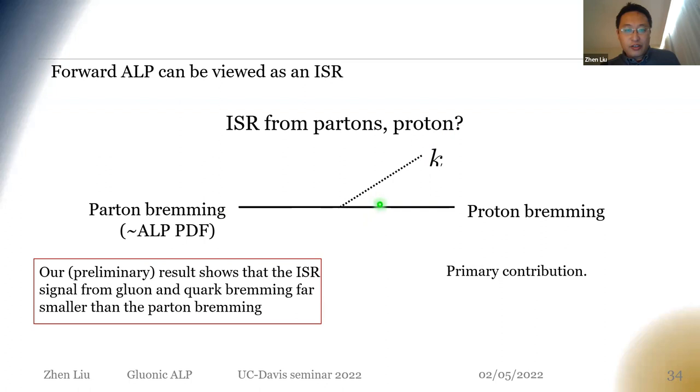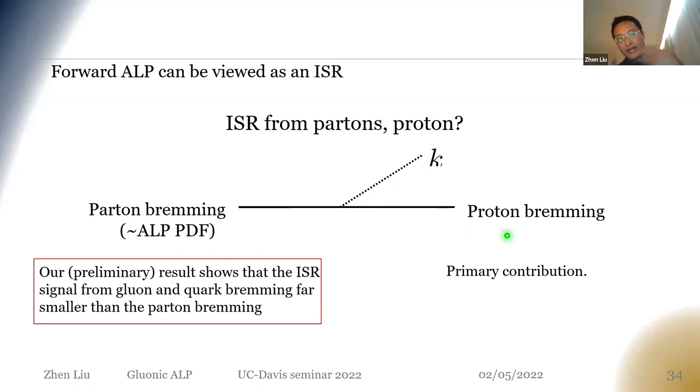This is the so-called Bremsstrahlung process, an initial state radiation, okay? Our preliminary result shows the parton Bremsstrahlung is very small in the forward direction, so we focus on the proton Bremsstrahlung. So the proton emits the axion with low momentum exchange, so that the proton is not disintegrated and participates in the next hard scattering, okay?